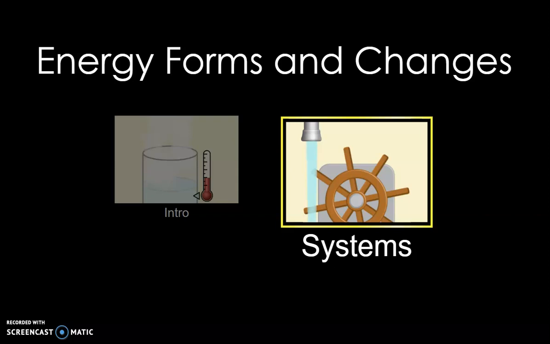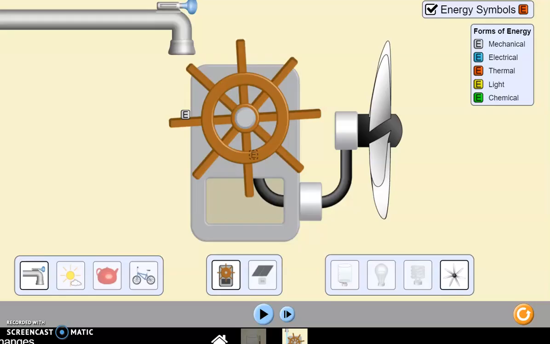When you open up the simulation, it looks like this. We're going to be using the systems mode of the simulation. When you open up Google Classroom, you won't get to the simulation right away until you've answered some questions about your ideas about what energy is and the different forms of energy there are.